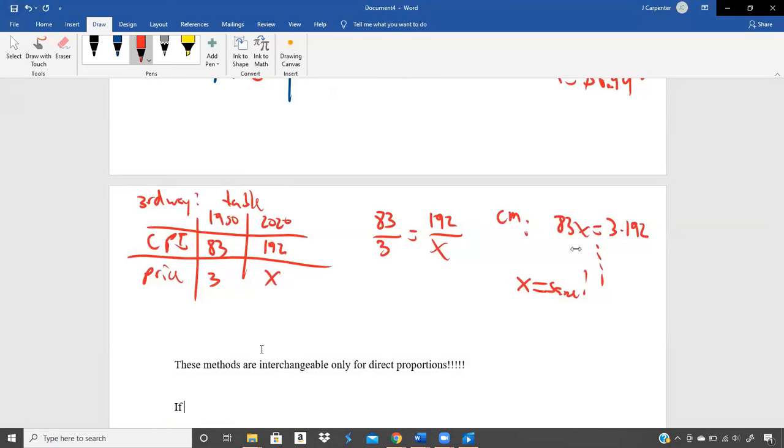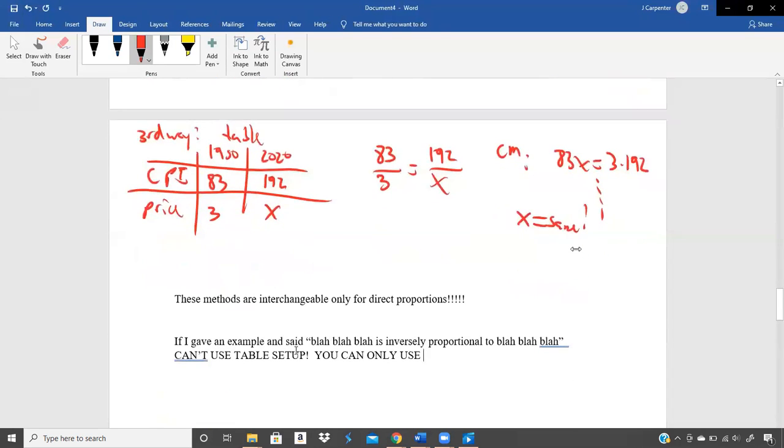So, and I don't have time, but if I gave you an example and said blah, blah, blah is inversely proportional, blah, blah, blah. Can't use a table setup. Only use, and this isn't y equals kx because of the inversely word. It's y equals k over x. It's really no more of a complicated problem. It's just this idea is as one thing goes up, the other goes down. More specifically, as one thing doubles, the other halves.